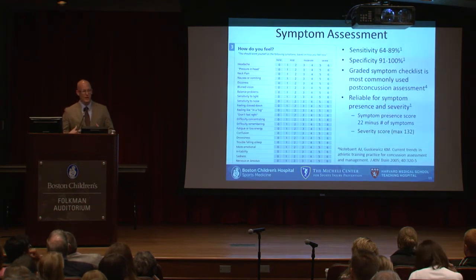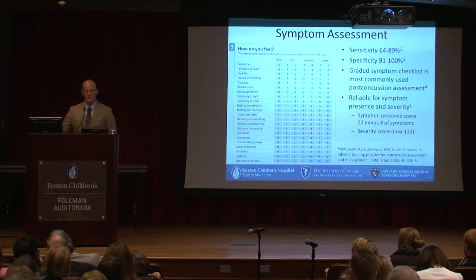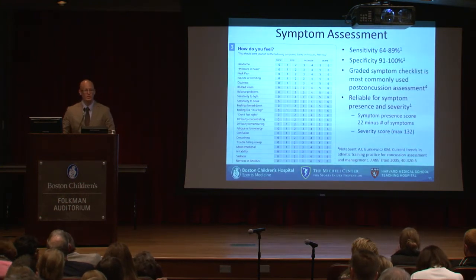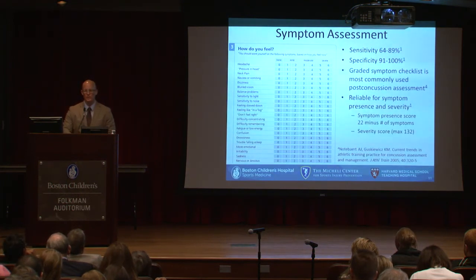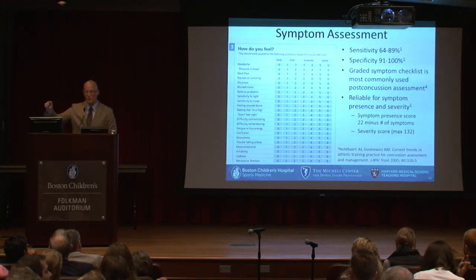I think what we use in the office and on the sideline, once we're following these things, much more is: what is your severity? Can we follow severity on a regular basis? Rating 0 to 6 on all of these, a total possible score of 132, the goal is that we watch that number get lower and lower as they feel like they're getting better.